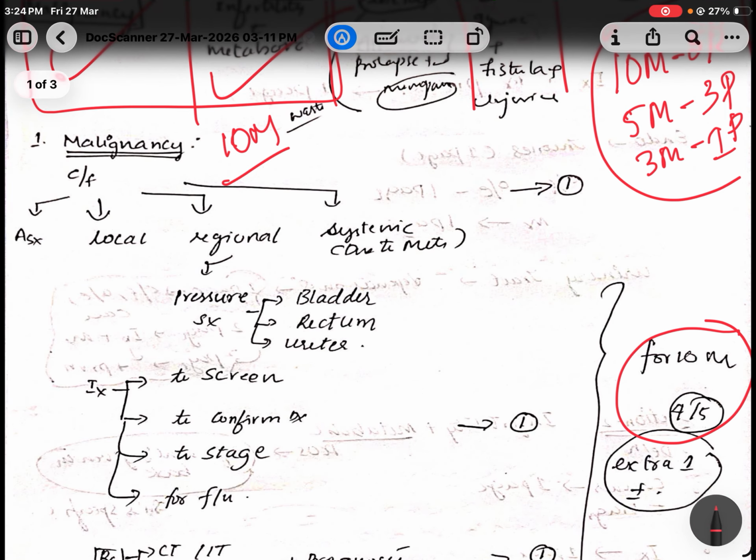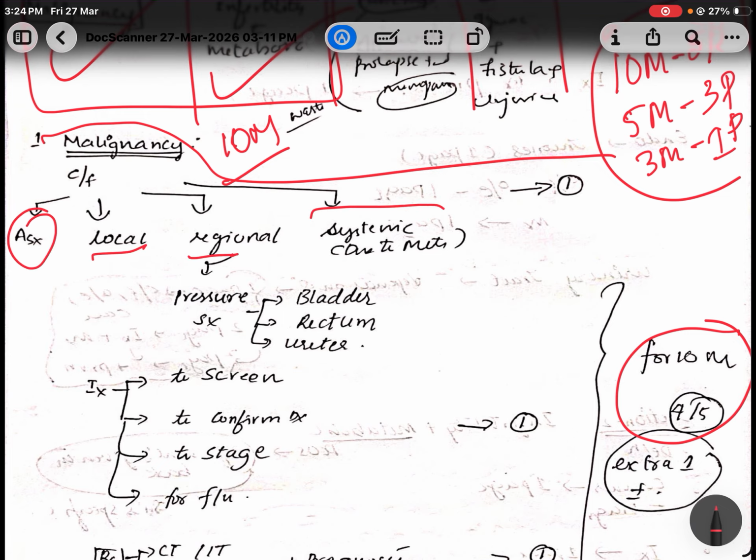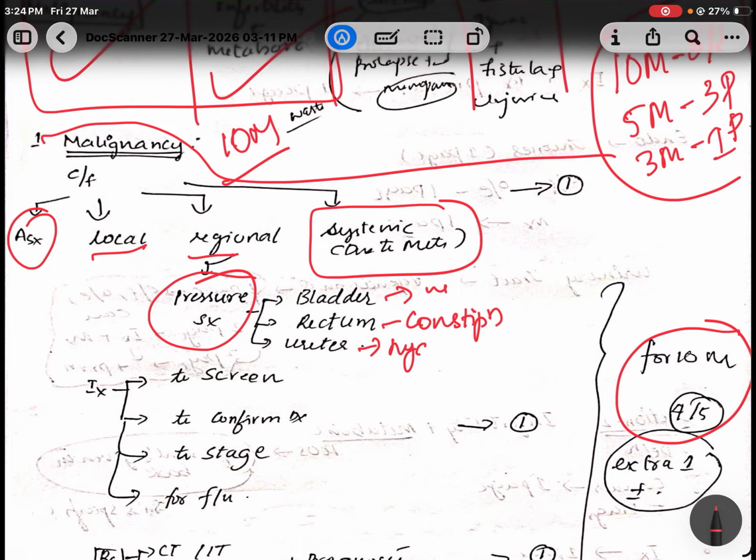Coming to clinical features of malignancy as such, while writing clinical features, divide into asymptomatic, local, regional and systemic. With regional, mention pressure symptoms, divided into rectum, bladder and ureter. You can write about constipation here, urgency and frequency here, and here you can write about the hydronephrosis part.